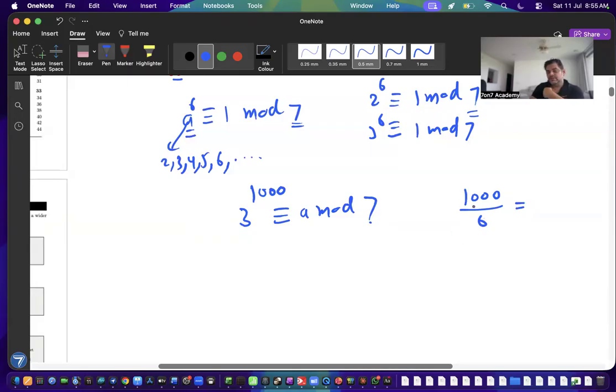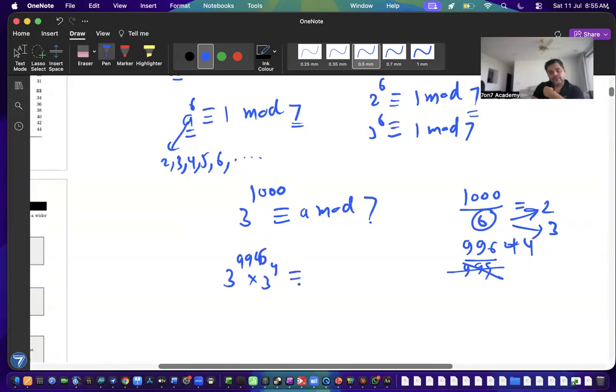The closest multiple of 6 to 1000 is 996. Because 999, to be a multiple of 6, has to be a multiple of 2 and 3, meaning an even number that is a multiple of 3. 999 is an odd multiple of 3. 996 is even and closest and lesser than 1000. So we take this as the last number, with 4 remaining. So we can write it as 3 raised to 996 into 3 raised to 4, congruent to a mod 7.